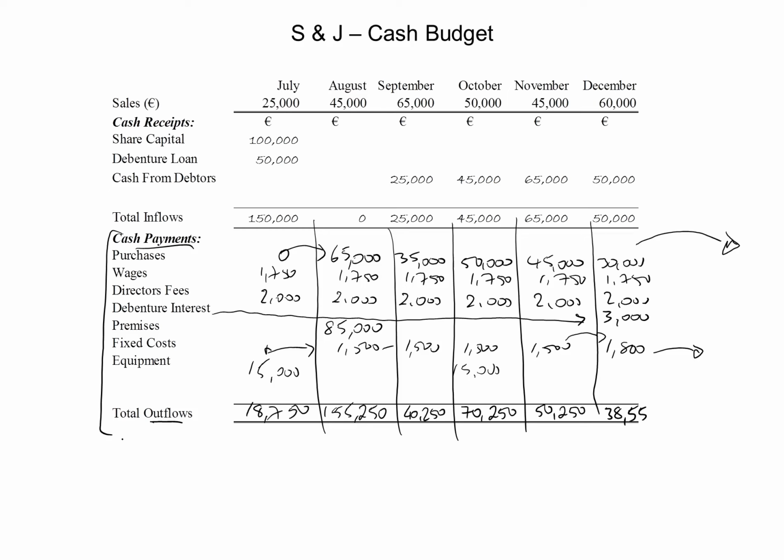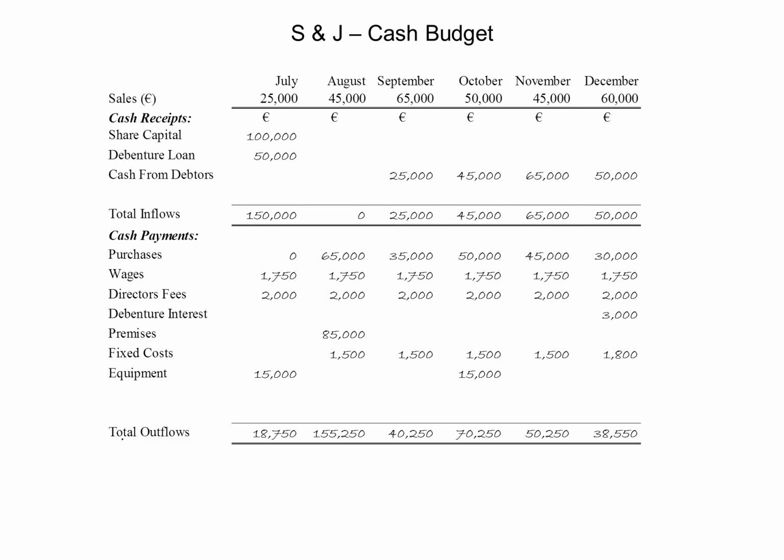So what I'll do here is just like I did earlier, I'll tidy this up a little bit. So there we go. Looks a lot neater. So you see now we have the total cash inflows for each month, and we have the total cash outflows for each month.